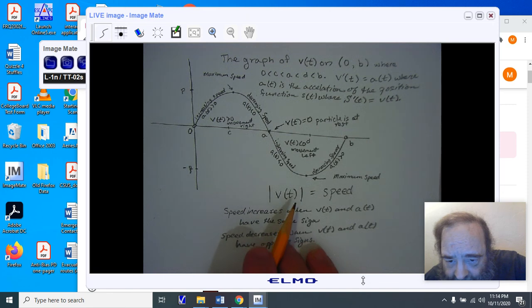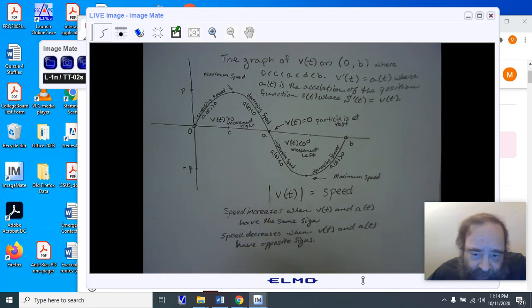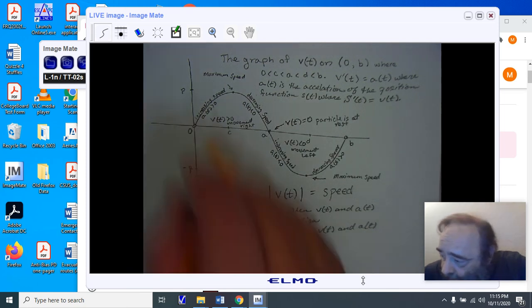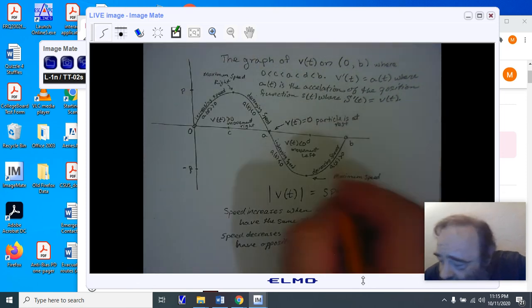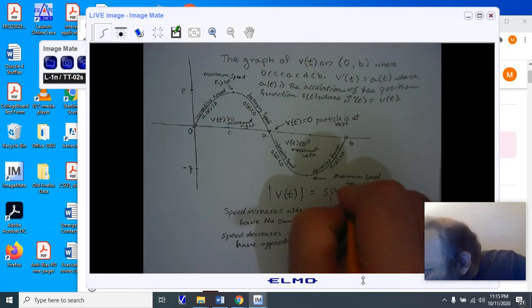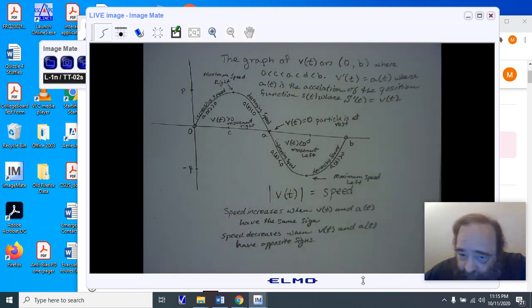We have speed is the absolute value of velocity and is therefore being turned into something similar to a vector, which has a magnitude and a direction. Therefore, we have a maximum speed right when we have a relative maxima, and we have a maximum speed left when we have a relative minima. We have speed increasing when velocity and acceleration have the same sign, and we have speed decreasing when velocity and acceleration have opposite signs.